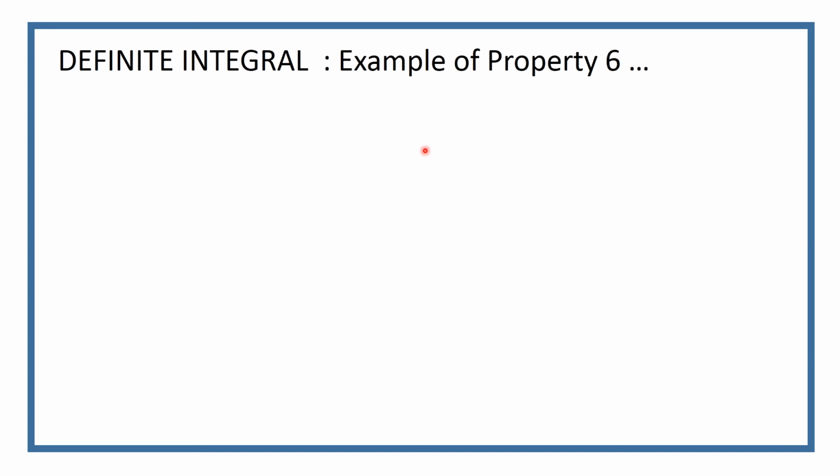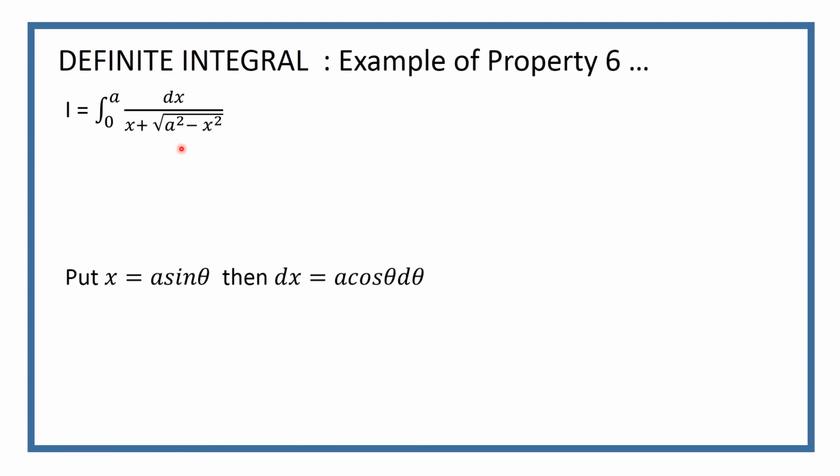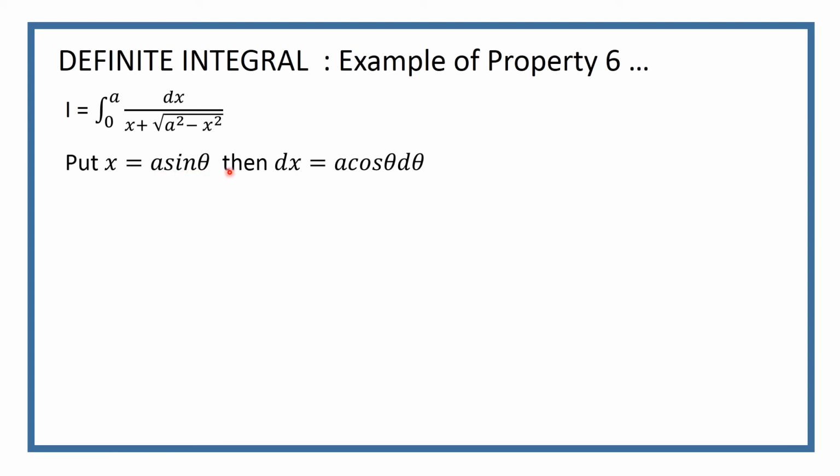For better understanding of property number 6, we'll see one example. So I equal to integration 0 to a dx upon x plus square root of a square minus x square. Over here we have to substitute x equals a sin theta. Then dx will be what? a cos theta d theta. First of all we find square root of a square minus x square, which is square root of a square minus a square sine square theta. We can take a square common and get a square in bracket 1 minus sine square theta. This will be cos theta.